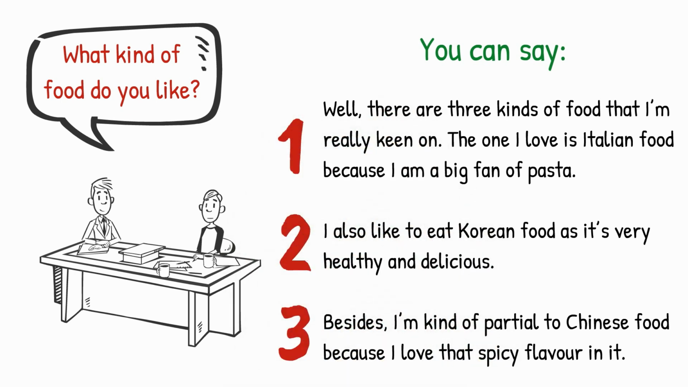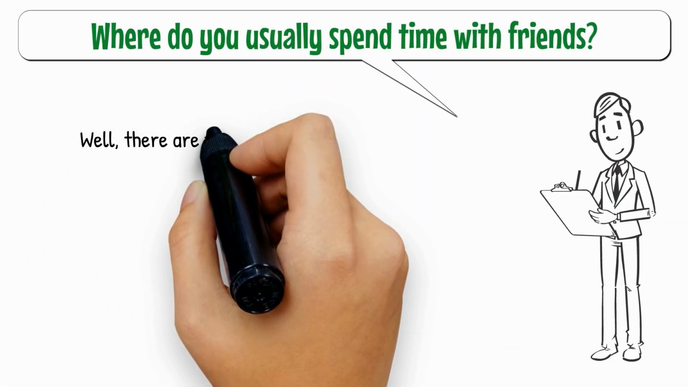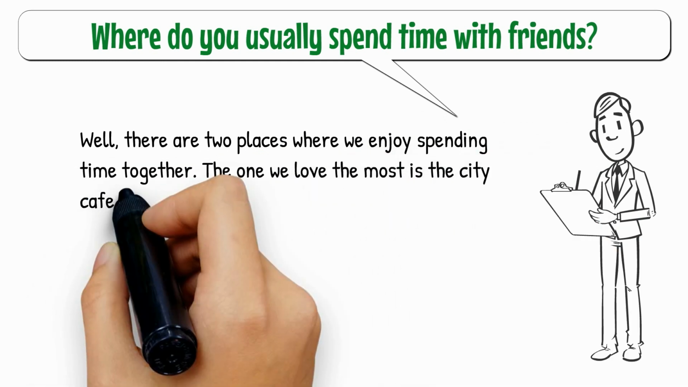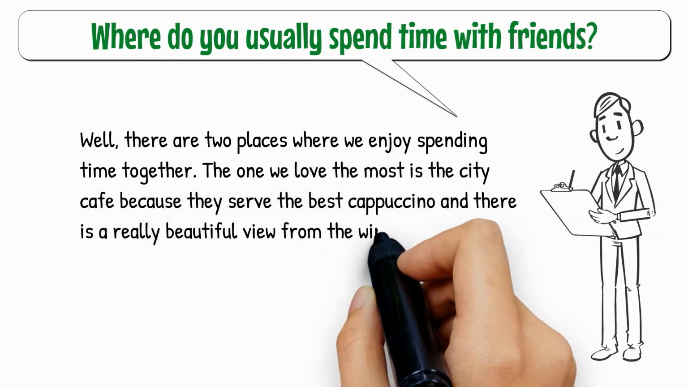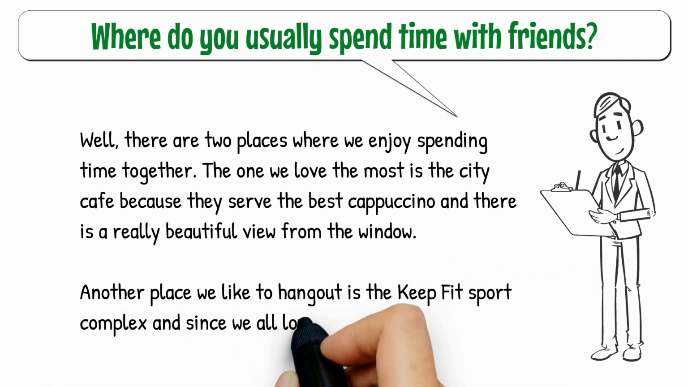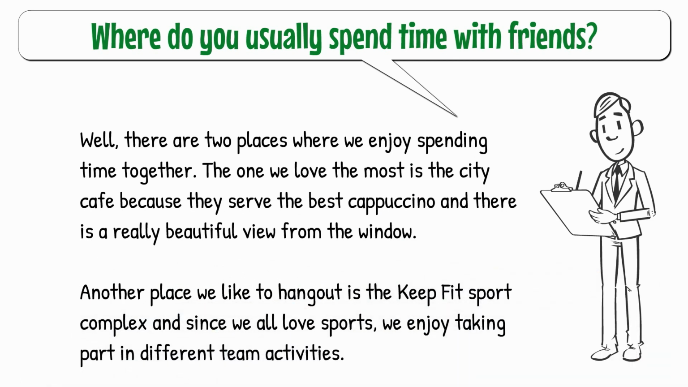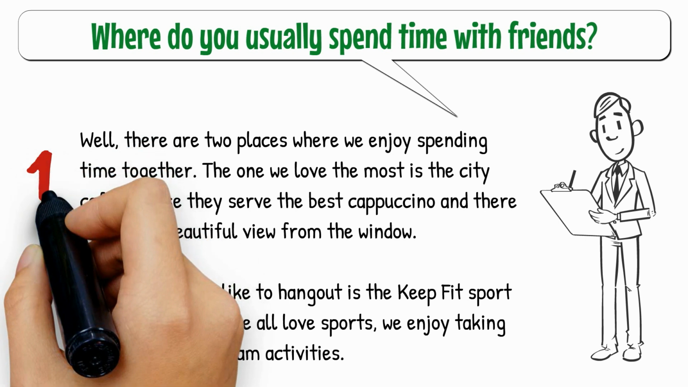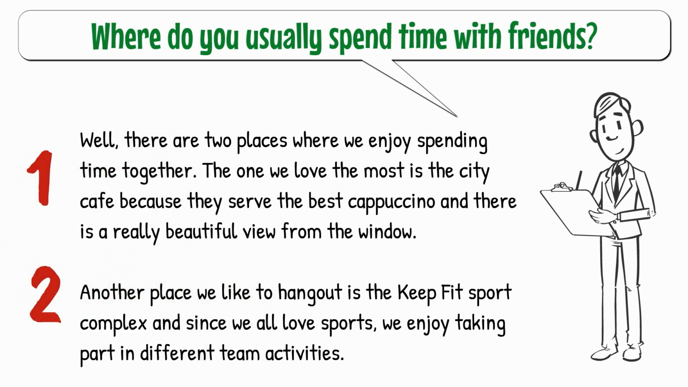So with this example, you see that the speaker has divided his preferences into 3 parts. Well, to make it more clear to you, here's another example. Let's look at another question. Where do you usually spend time with friends? Well, there are 2 places where we enjoy spending time together. The one we love the most is the City Cafe because they serve the best cappuccino and there's a really beautiful view from the window. Another place we like to hang out is the Keep Fit Sport Complex, and since we all love sports, we enjoy taking part in different team activities. So in this example, the speaker has divided his answer into 2 parts.